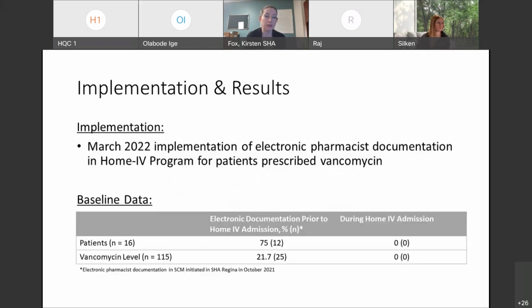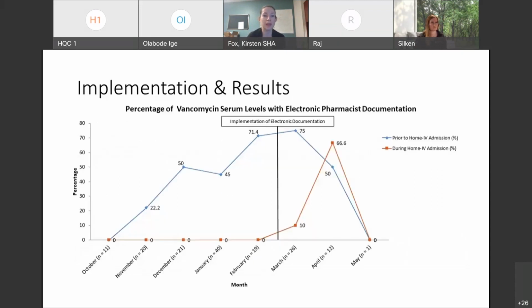So in March 2022, we implemented a standardized electronic pharmacist documentation tool for patients on vancomycin in the home IV program. We did a baseline chart review just to see what our electronic documentation rates were like for patients prior to being admitted to the home IV program. And we saw that about 20% did have electronic documentation. So we know it is being used. It was just not being used yet in the home IV patients.